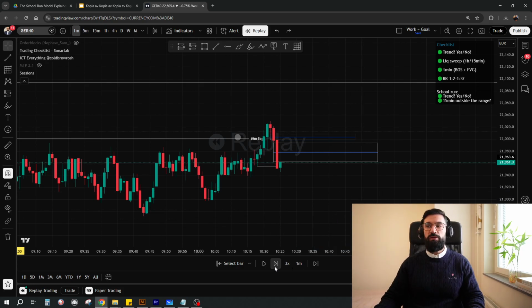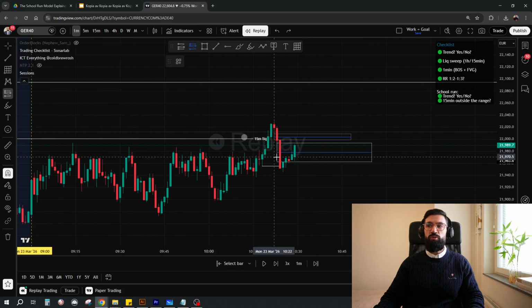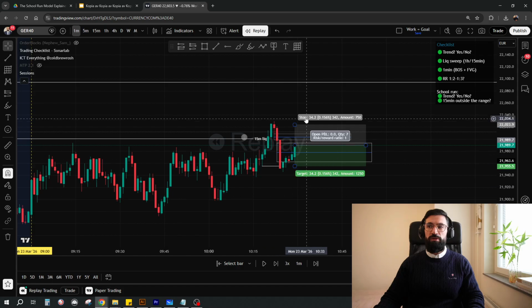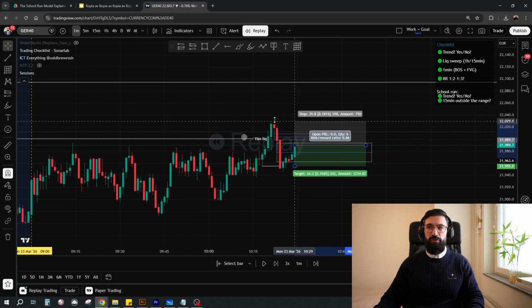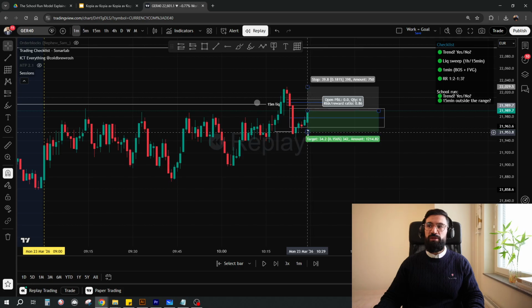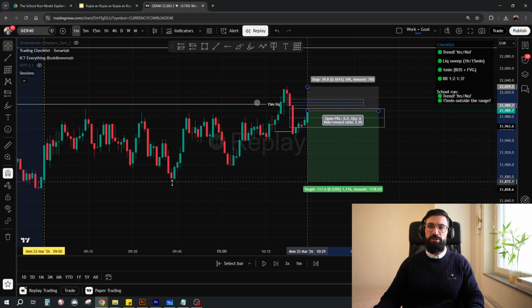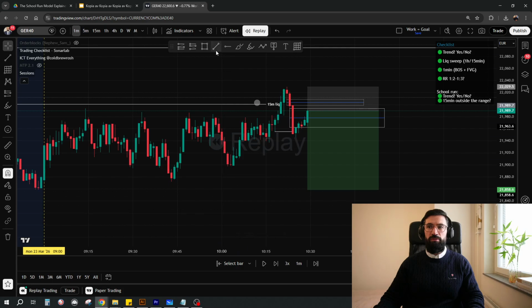So I'm waiting. I'm still waiting. I'm not entering any trades. It entered the 50% mark of the fair value gap, and this is where I usually take the trade. And I put my stop loss over this area right here, and I take my take profits on this area right here, or this area right here, or this low right here, right?